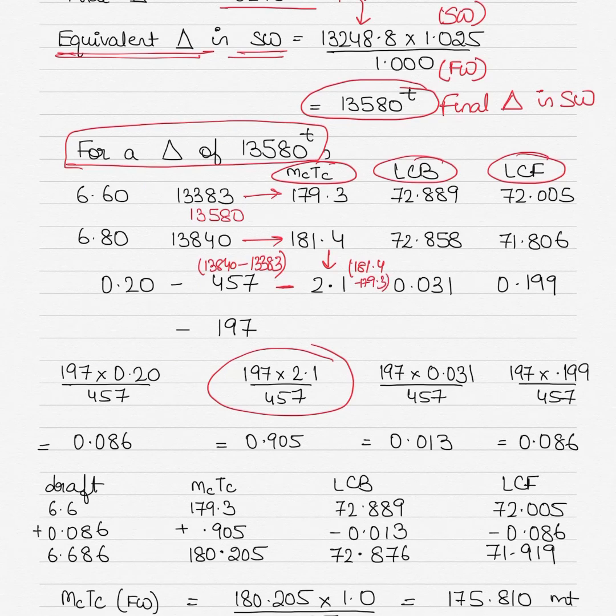So for a difference in the displacement of 197, which is 13580 minus 13383, what will be the change in the MCTC? Do a cross multiplication here, you will get this equation, and that will give you a correction to MCTC as 0.905. You apply this correction to the MCTC value for 13383 displacement, that is 179.3, and you get MCTC 180.205, but this is again for seawater.